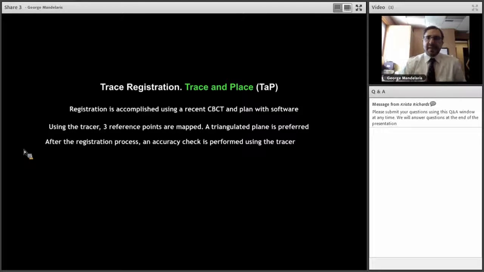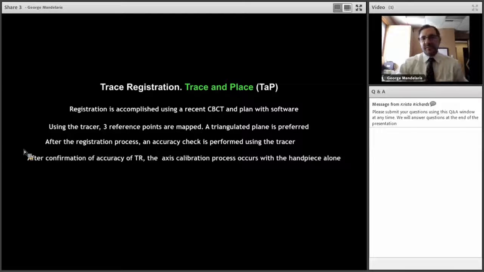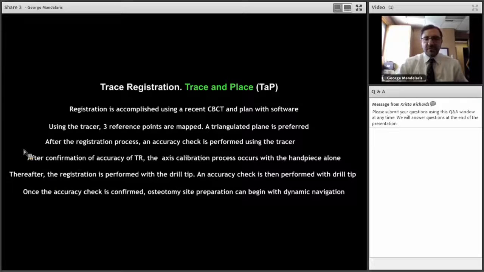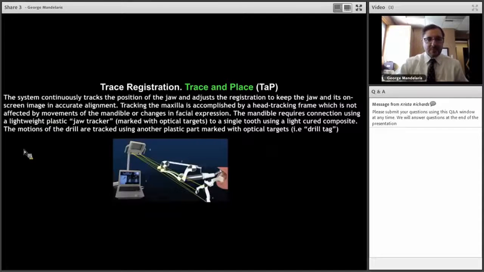After the registration process, we'll do an accuracy check. Again, accuracy check using the tracer. And then after you confirm that the accuracy is correct using trace registration, we go ahead and calibrate our access of our drill tip with the handpiece alone, and then register the drill tip and another accuracy check before osteotomy site preparation to begin the process. And once that's all confirmed, we start the surgery.